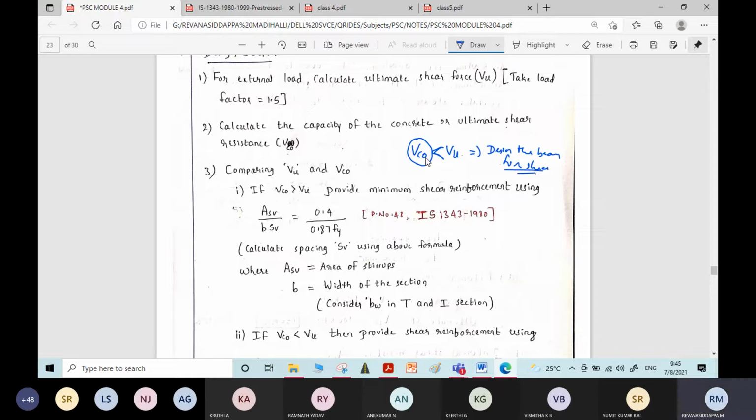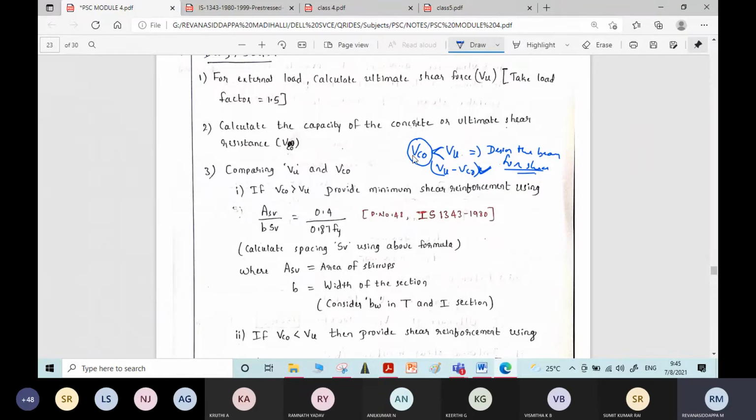Understood? First we will calculate what is the shear resistance of the beam, then that shear resistance will be compared with the actual shear force that is acting on the beam. If the shear resistance of the beam is less than that shear force acting on the beam, then we have to perform the design for shear. For the rest of the shear force, VU minus VC naught, we need to perform the design. We need to give extra shear reinforcement.